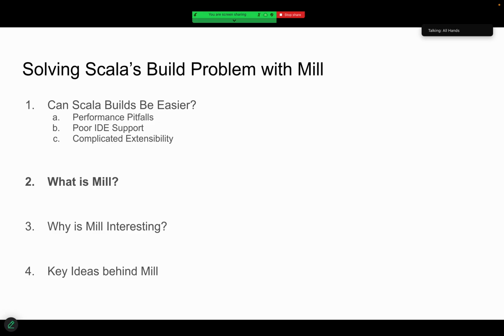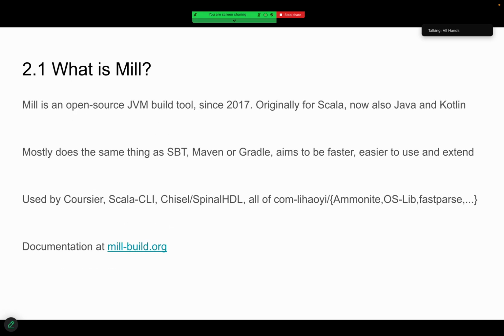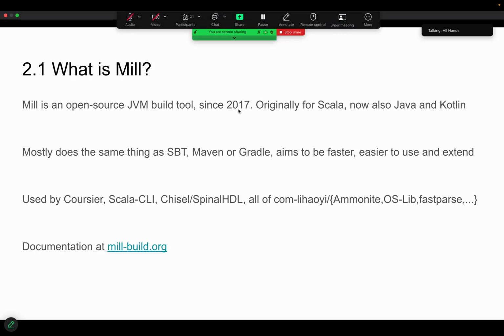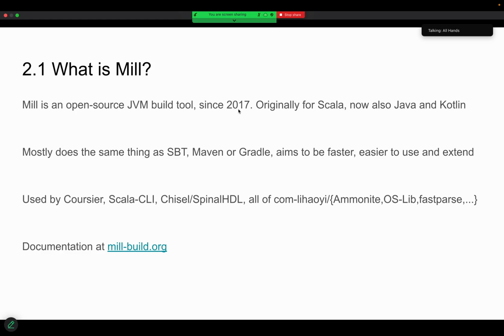So let's talk about the Mill build tool. Mill is an open source JVM build tool. It's been around a while. 2017 is 8 years ago, so it's been around for quite a while. Maybe many of the older projects that you have at work now. It originally targeted Scala, now also targets other languages.